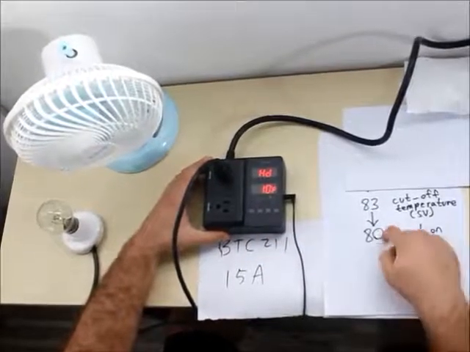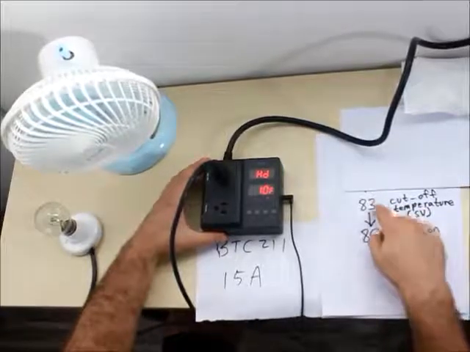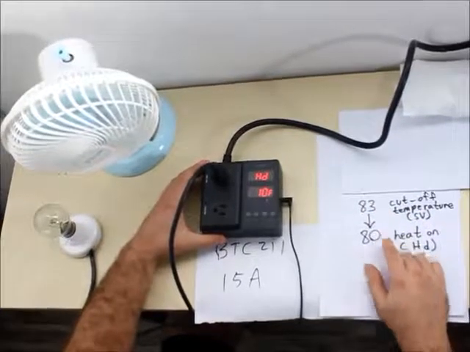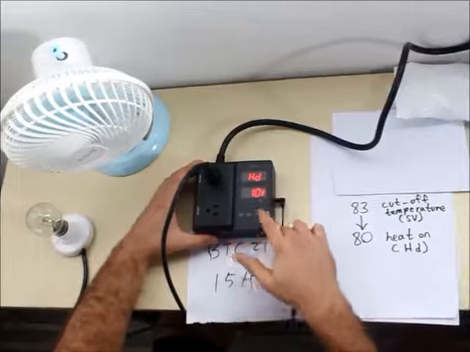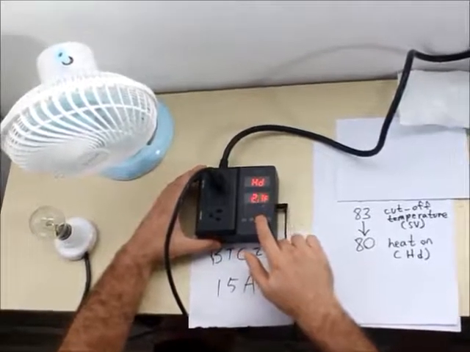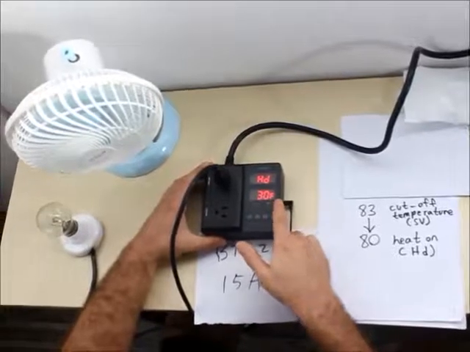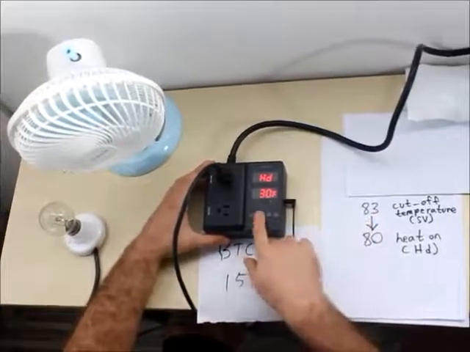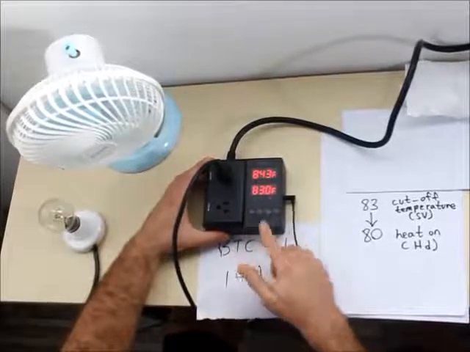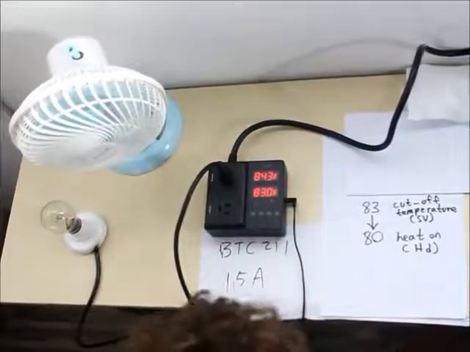This is the heating differential. So 83 minus 80 is 3, so we need our HD value to be 3. So I'll go up to 3 degrees. So that's set. Now I press power, and that's ready to go.